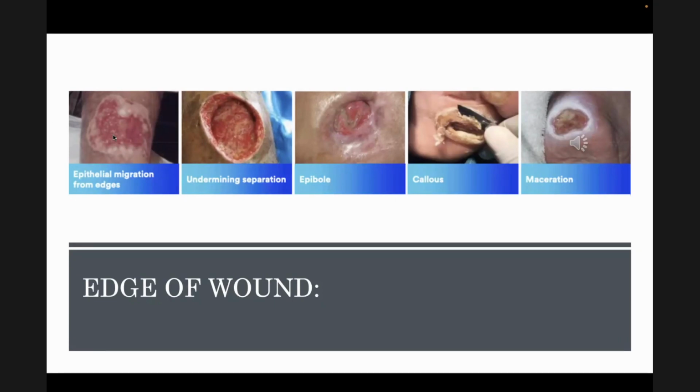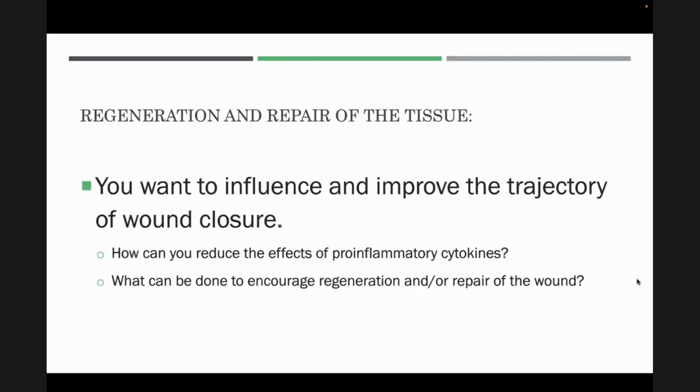And then we talked about epithelial migration. So anytime you see epithelialization, you want to be careful not to dry it out, and you want to make sure you prevent maceration as well. So you want to preserve that epithelial tissue.